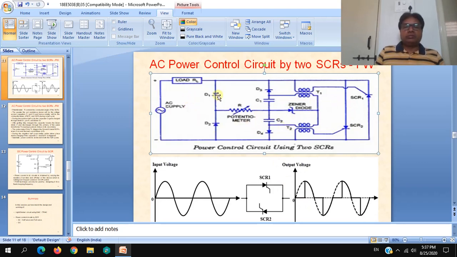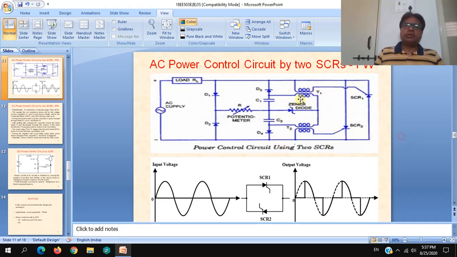So this circuit automatically works to fire the concerned SCRs, SCR2 for the positive half cycle and SCR1 for the negative half cycle, at the required firing angle depending on the value of the potentiometer via the pulse transformer. So this is the working of the AC power control circuit by two SCRs, where full wave control is adopted, and it is automatic.